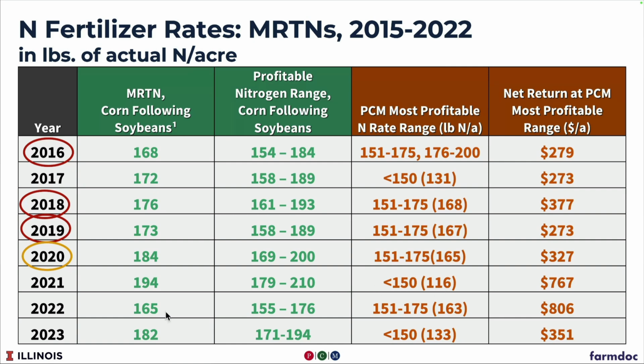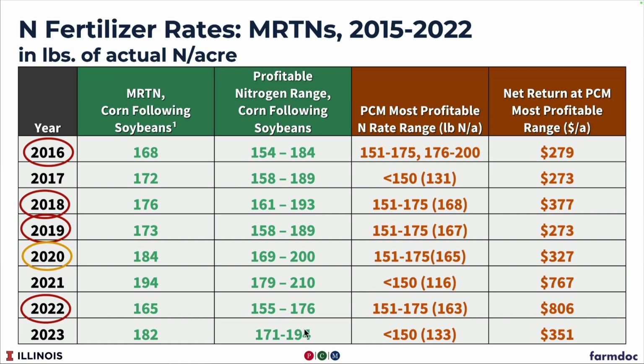In 2022, the MRTN range was 155 to 176 pounds of nitrogen per acre. And the PCM most profitable range was 155 to 175. The actual value was 163. The MRTN got it correct.